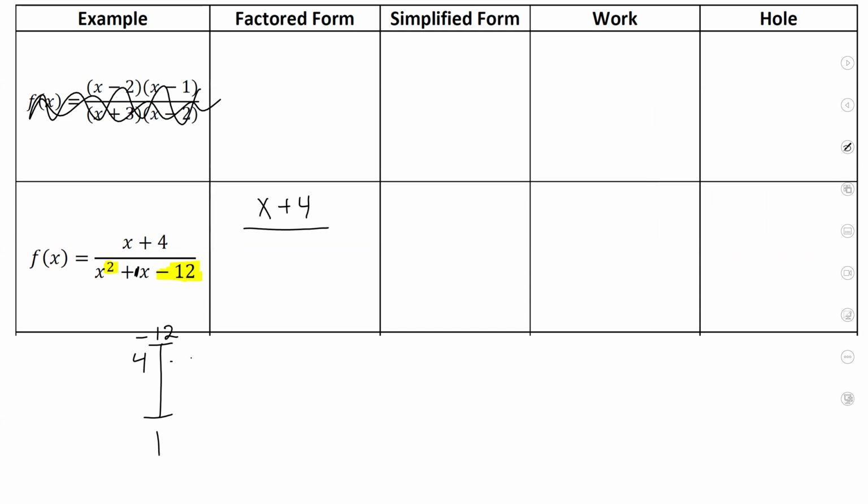4 and -3, perfect. 4 times -3 is -12. 4 minus 3 is 1. So those are my factors. X plus 4 and x minus 3.